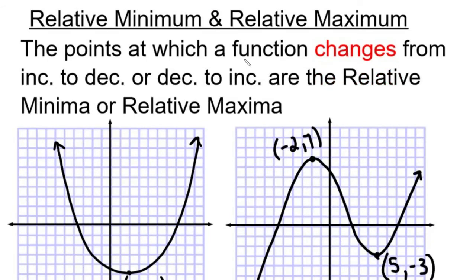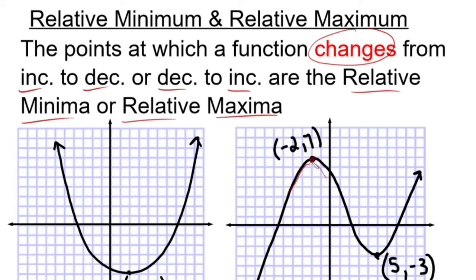Now, relative minimums and maximums. These are easier than increasing and decreasing. Basically, when a function changes from increasing to decreasing, or from decreasing to increasing, there are relative minimums or maximums. And that should make sense. When you change from going uphill to going downhill, well, that's right here. Change from going uphill to downhill.